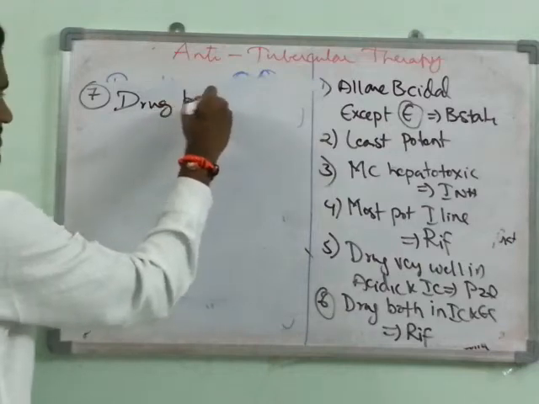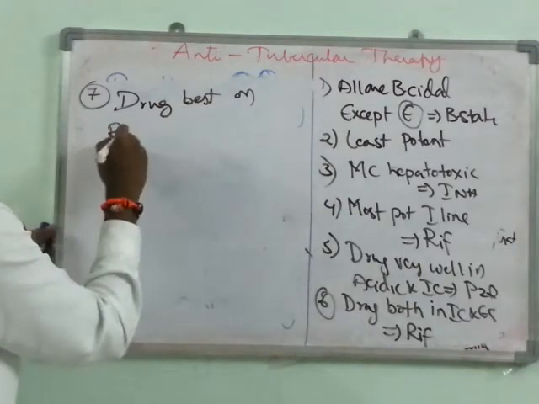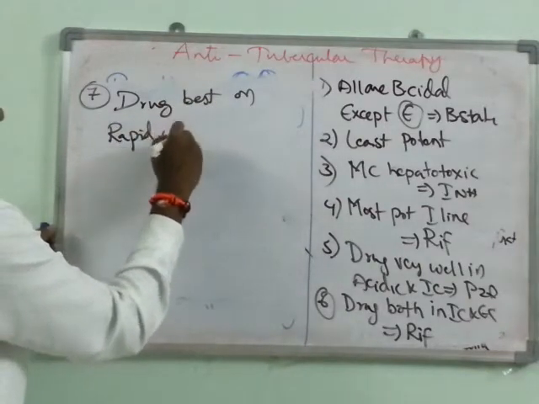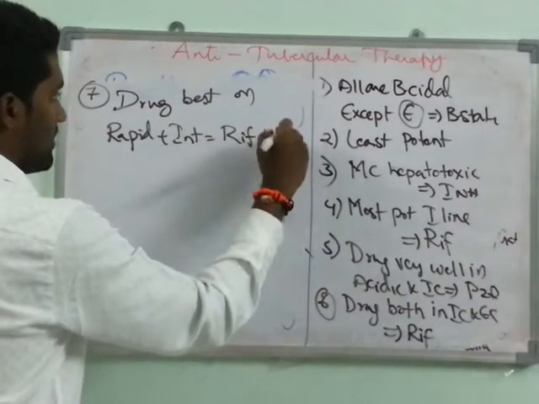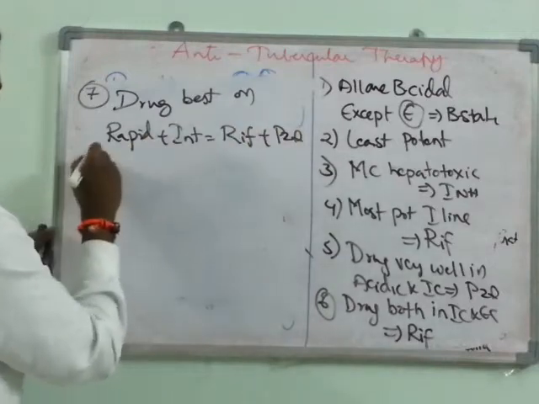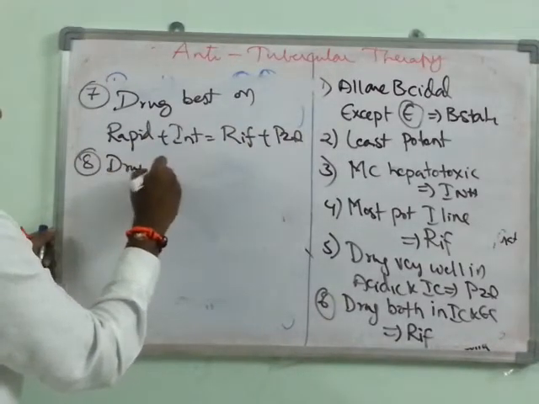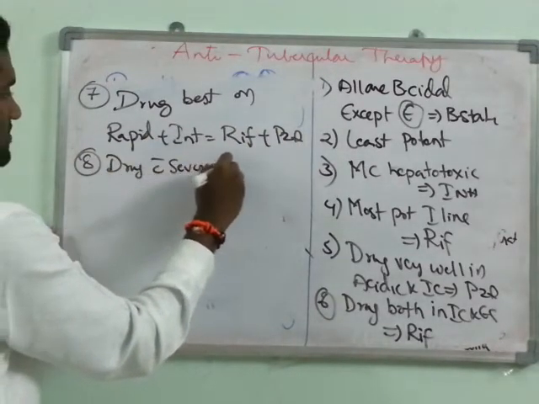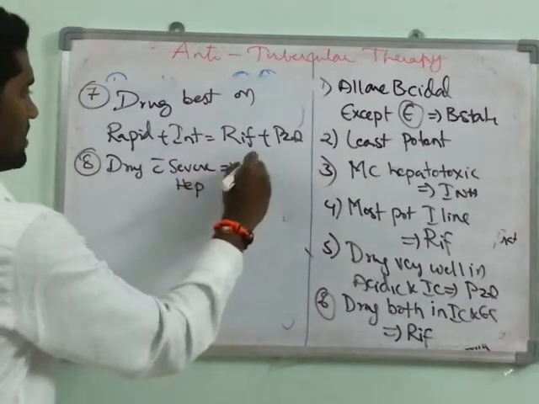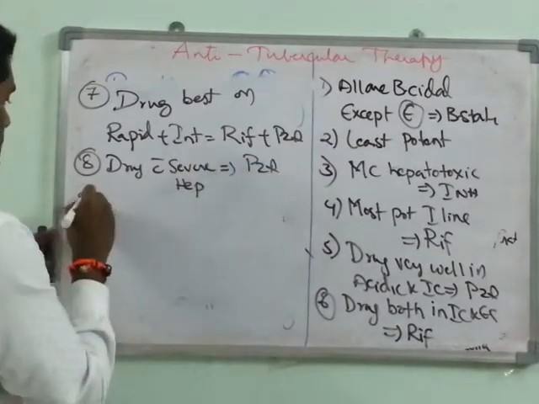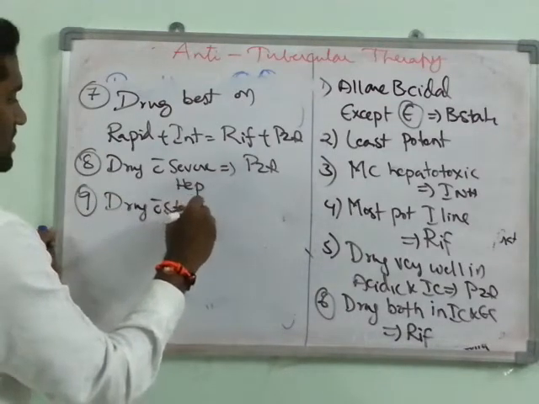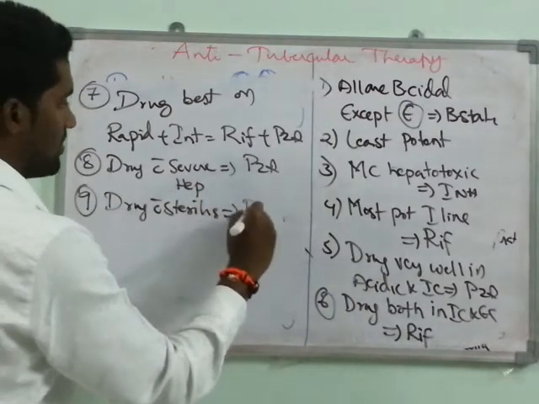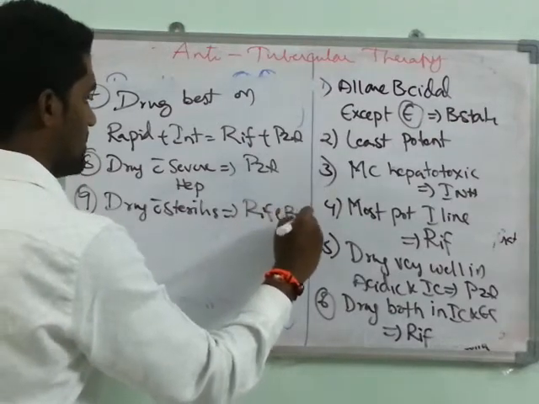Drug based on rapidly dividing and intermittently dividing bacilli, it will be rifampicin followed by pyrazinamide. Drug with very severe hepatotoxicity, it will be pyrazinamide, and drugs with sterilizing activity, it will be rifampicin and pyrazinamide.